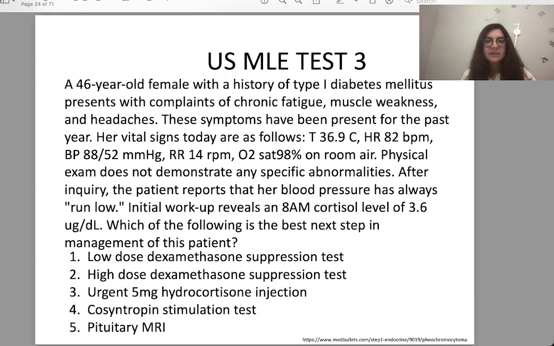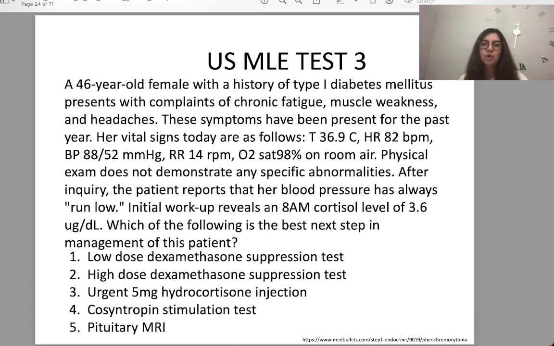Next test for you is test 3. 46-year-old female with history of type 1 diabetes mellitus presents with complaints of chronic fatigue, muscle weakness, and headaches. These symptoms have been present for the past year. Her vital signs today are as follows: temperature 36.9, heart rate 82, blood pressure 88 by 52, respiratory rate 15, saturation 98 on room air.